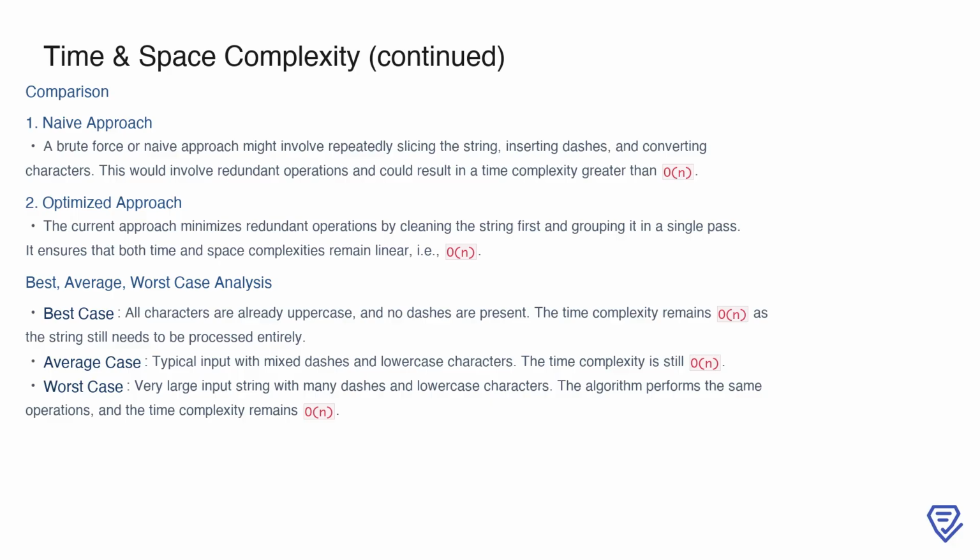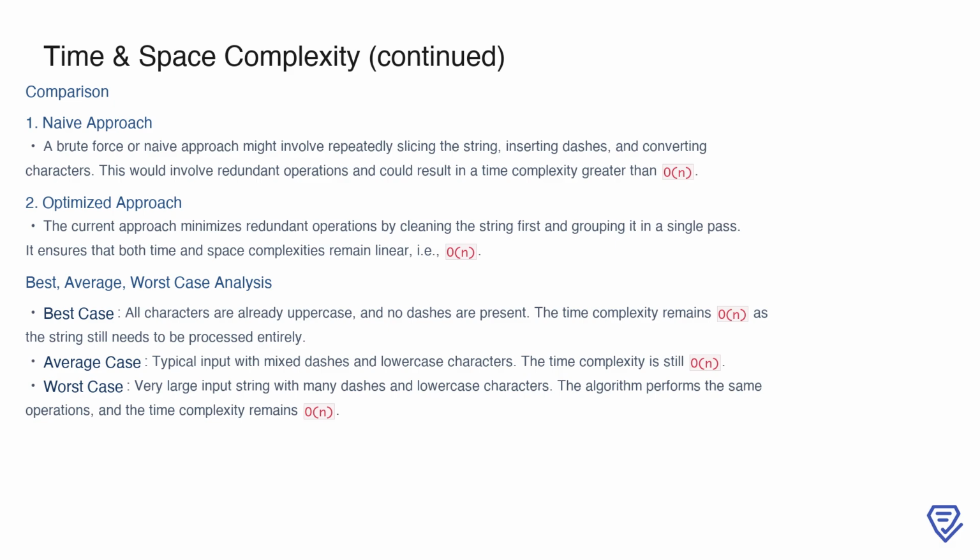This would result in redundant operations, potentially leading to a time complexity greater than O(n). In contrast, the optimized approach we are analyzing minimizes redundancy by cleaning the string first and then formatting it in a single pass. This ensures the algorithm maintains both time and space complexities at O(n).